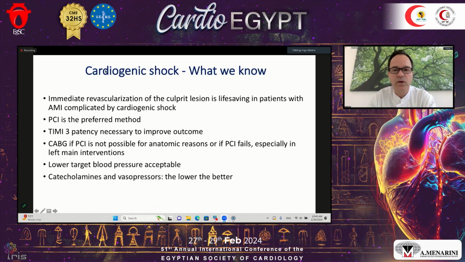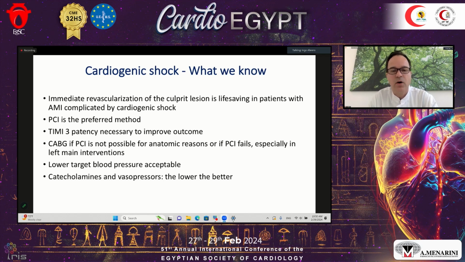So what do we know in summary in cardiogenic shock? Well, we do not know that much. So therefore, I can completely accept what the previous speaker said, that the mainstay is currently inotropes. But we also know that if it's an acute myocardial infarction, immediate revascularization of the culprit lesion is life-saving, and that should be done, that PCI is the preferred method, that we do need a TIMI-3 flow in these patients to improve the outcome.